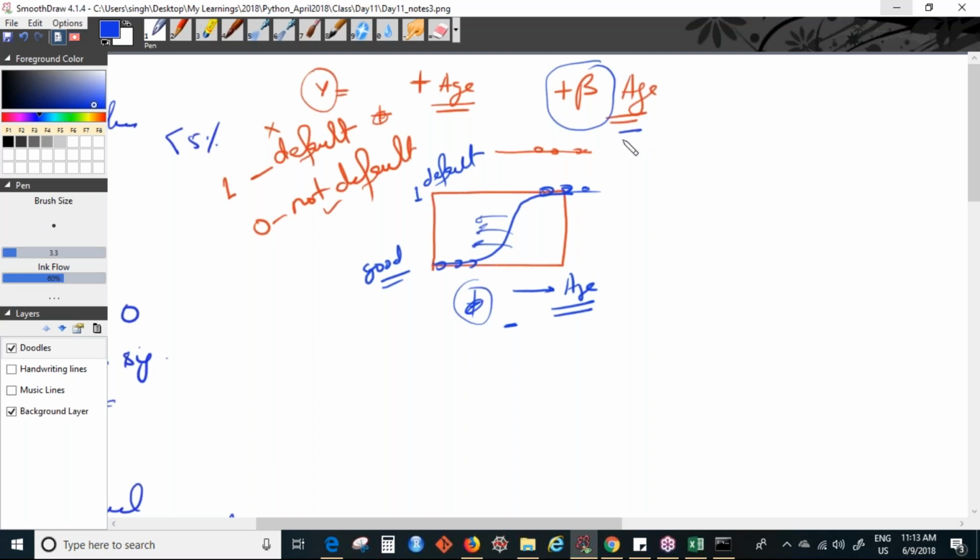And obviously if the age increases by 1 unit, the logit increases by beta units. Not the probability. The probability does not increase by beta units. The logit increases by beta units, because beta might be, let's say, 4. If beta is 4, and if probability is, let's say, 30%, and if you increase the probability by 4 times, it will already cross 1, which is not possible. So the logit increases by beta units, not the probability.